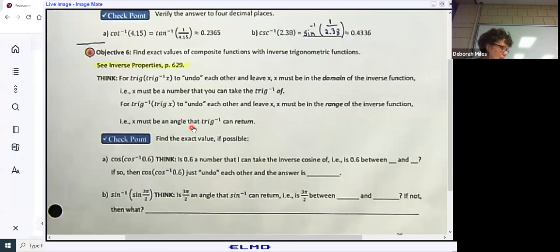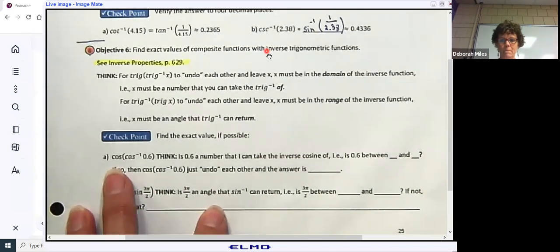Now, this is still going to be brain taxing, but I've tried to tell you in the next examples exactly the words that you need to think before you say, oh, these two undo each other and just leave you x. So let's look at some examples.